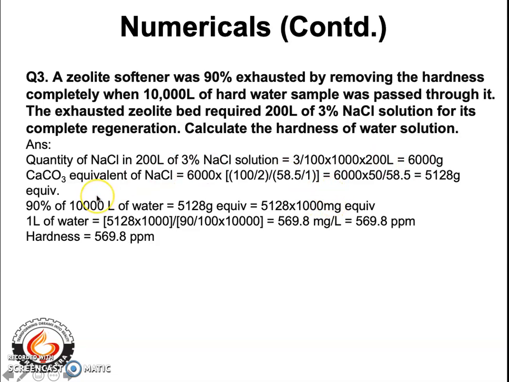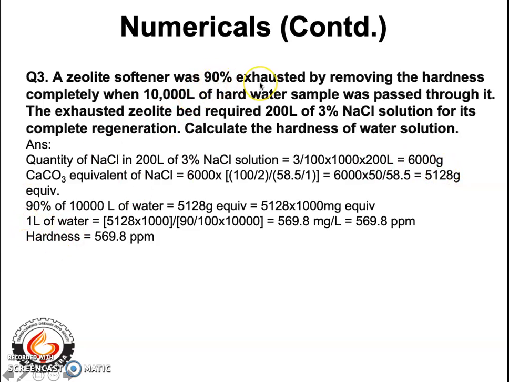So that means we have to first calculate the calcium carbonate equivalent of sodium chloride, and that is equal to 6000 grams into the molecular weight of calcium carbonate divided by the valency of calcium. It is coming out to be 100 divided by 2 whole divided by the molecular weight of sodium chloride divided by the valency of sodium ions. So it is coming out to be 58.5 divided by 1. So this answer is coming out to be 5128 gram equivalents of calcium carbonate.